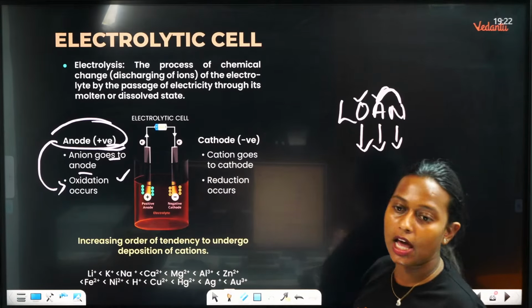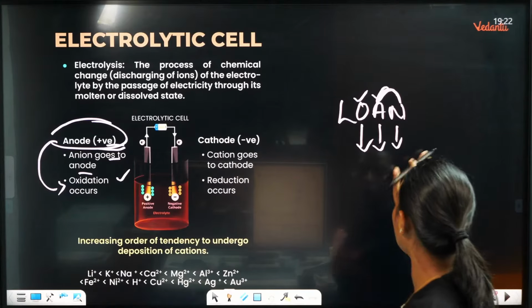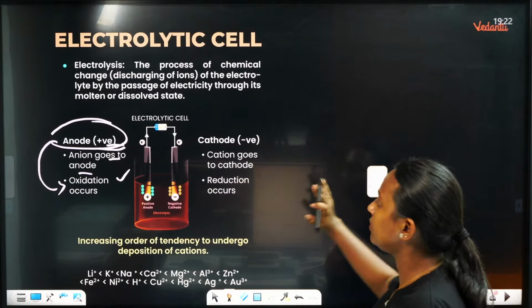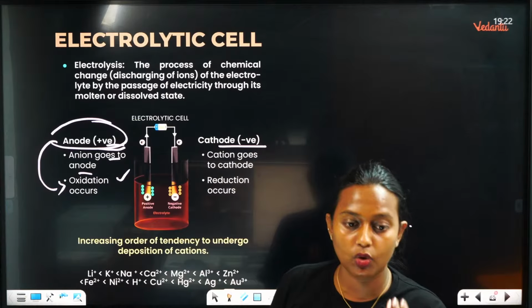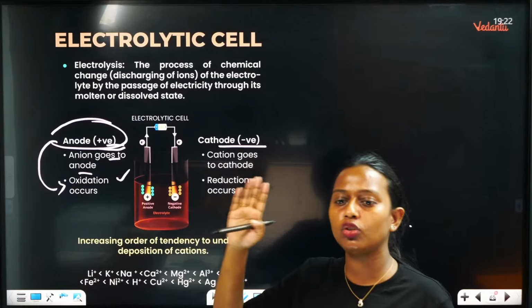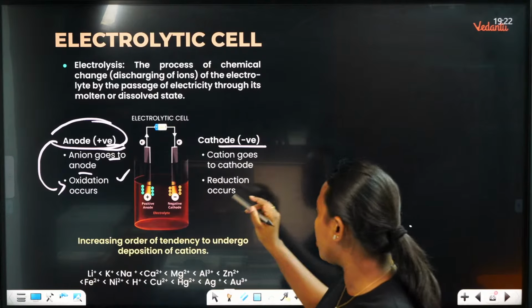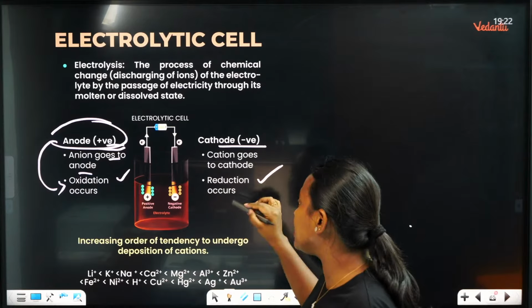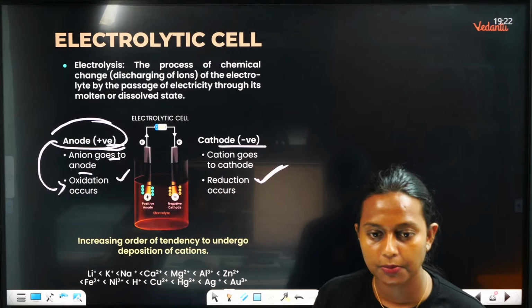Oxidation is always at the anode side. Clear? And here the cathode is positive. Cation will go to the cathode side, and you can see reduction will occur at the cathode.